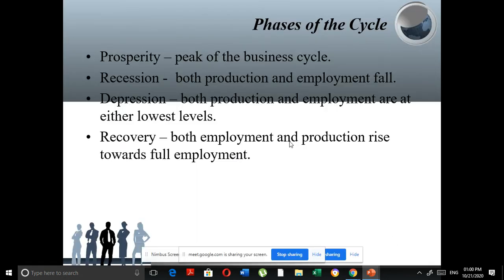So, is it clear about phases of the cycle? We have four main phases of the cycle. Peak of the business cycle, maximum prosperity. If both employment and production decrease, the country is in recession time. Severe recession equals depression, so both employment and production are at the minimum, the lowest level. And recovery, both employment and production increase towards full employment.